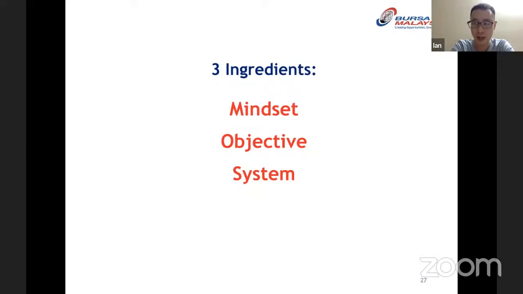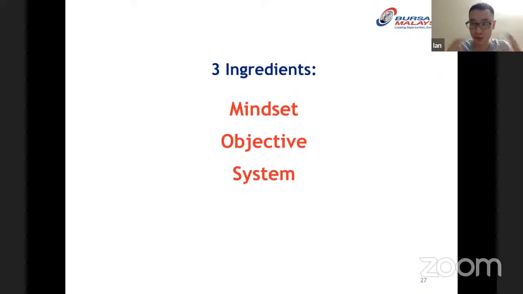So in light of that, these are the 3 ingredients that I think are very pertinent when it comes to assessing whether or not we can be successful in REIT or physical property investments. These 3 include the mindset, the belief system that we adopt as an investor, our objectives, and finally the system, how we actually invest. What is our modus operandi when it comes to making these investments?